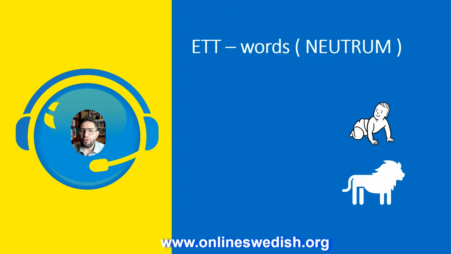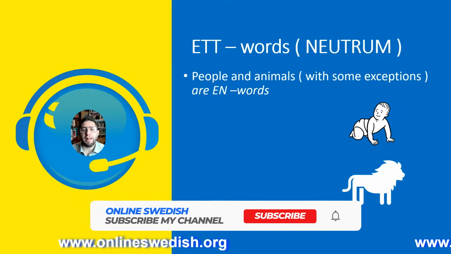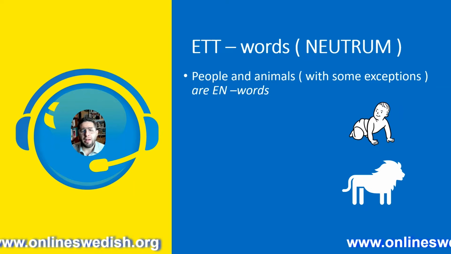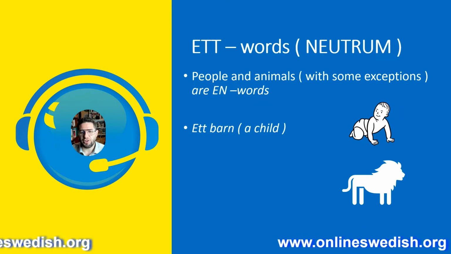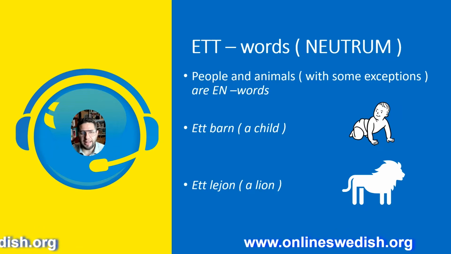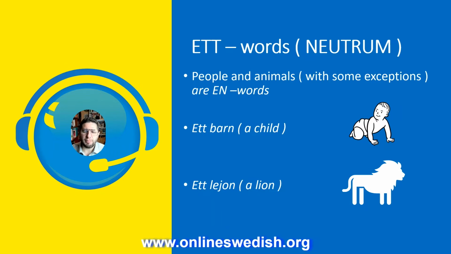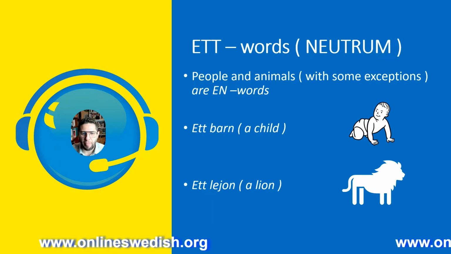So, if we continue now with ett-words, neutrum, we have mentioned before that people and animals, with some exceptions, are n-words. But here we have those exceptions. Ett barn, a child, and ett lejon, a lion. And I have to admit that there are few other animals that happen to be ett-words, but we also have to agree that lion is the most common animal that people usually speak about.